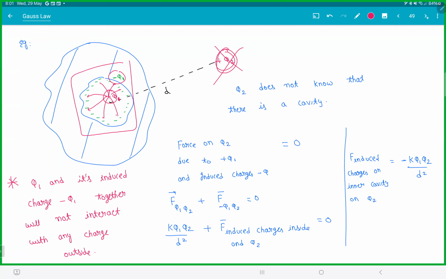Individually, there is still an interaction between them, but the net force is 0. So this phenomenon is what we call a shielding effect. In chemistry, you must have learned, isn't it? The electrons in the 1s orbit or 2s orbit. When the electron is jumping from 3 to 1, the electrons in the 2 will block them. So basically, the electrons get repelled.